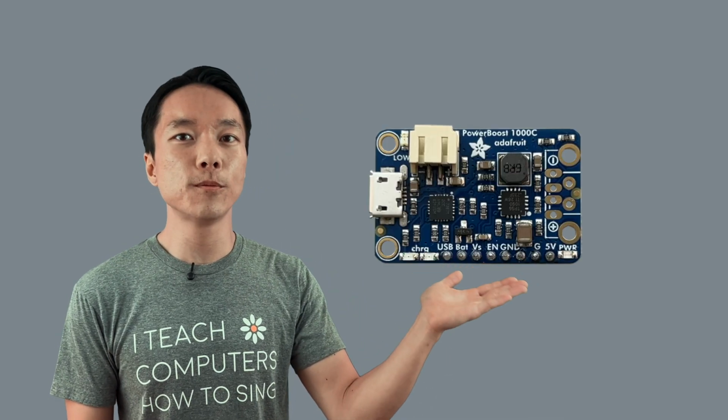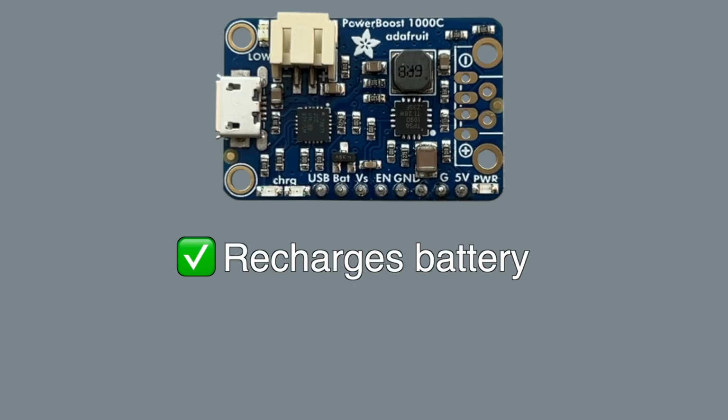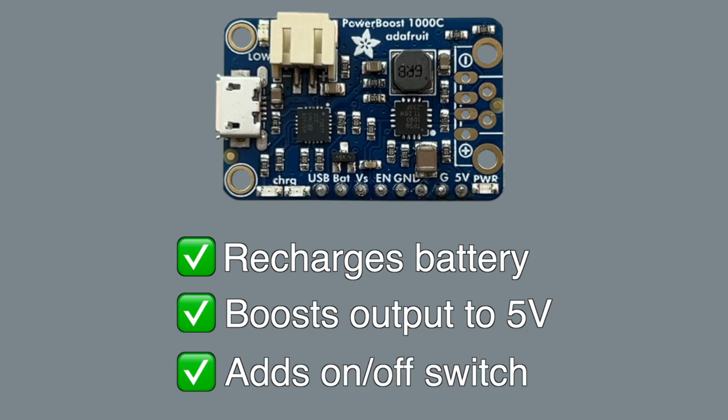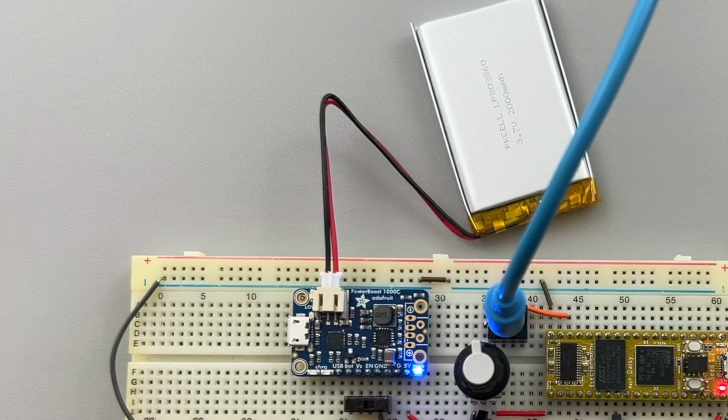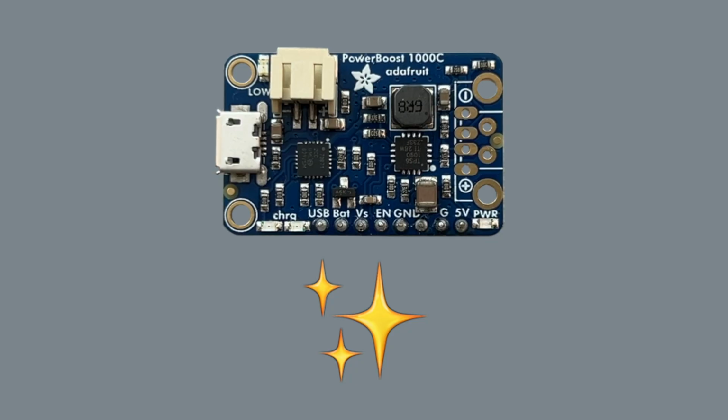This is where the PowerBoost 1000C comes in. This breakout board recharges the lithium-ion battery and boosts the output of the battery to 5 volts. What's also cool about it is that it has a pin for connecting a switch that can turn the output on and off. And the output can switch its power source from the battery to the charging power supply without interruption when we begin recharging. So this breakout board will make it easy to get started on building a DIY portable synth.